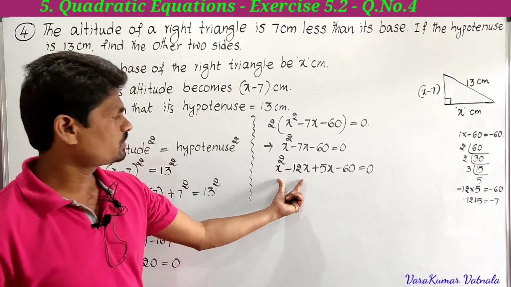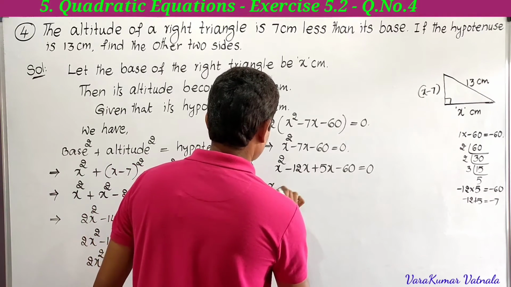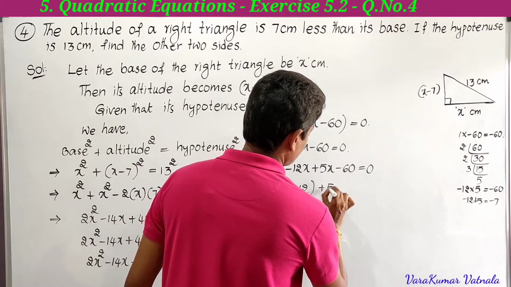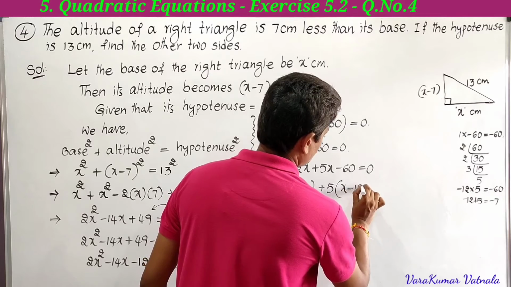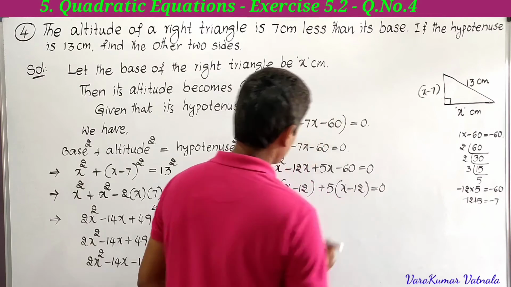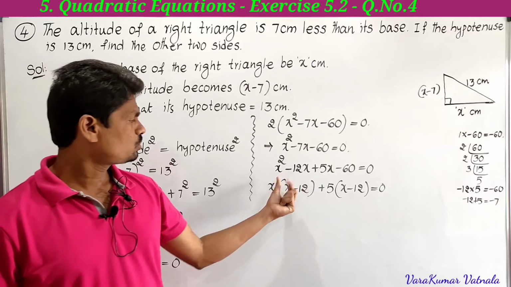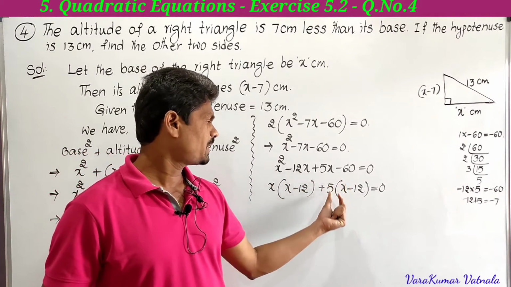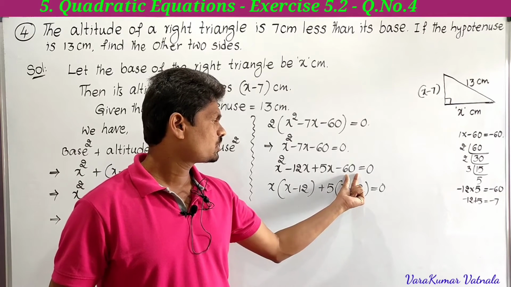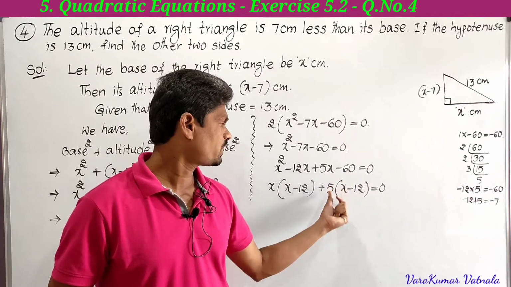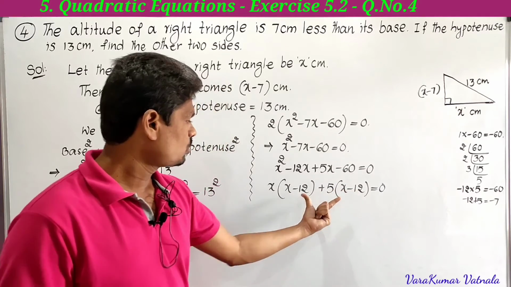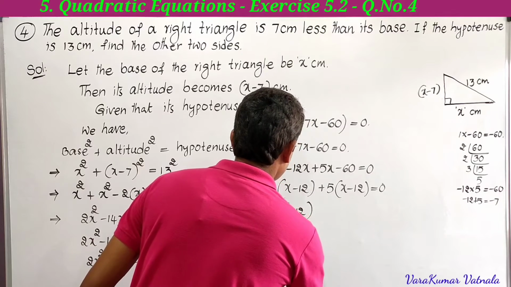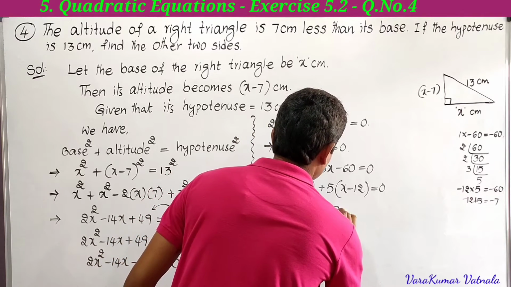So in the first two terms x is common, so take x as common, we get x minus 12 here. In the last two terms plus 5 is common, so here we get x minus 12 again is equal to 0. Here 60 can be written as 5 into 12, so 5 is common. So totally x minus 12 is common, x minus 12 into x plus 5 is equal to 0.